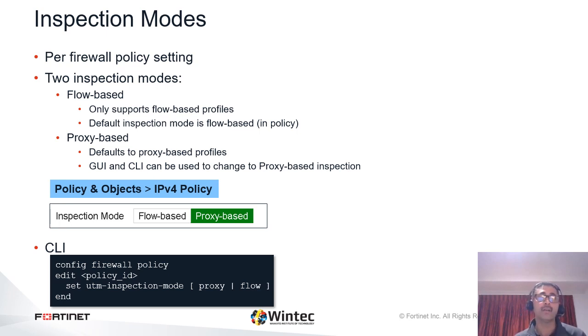Now, inspection modes can be changed in a policy using GUI and CLI when changing from flow-based to proxy-based, and you can use the same thing when you are changing from proxy-based to flow-based. Earlier, this used to be possible only using CLI. So there's a major change in the version that we are using currently.